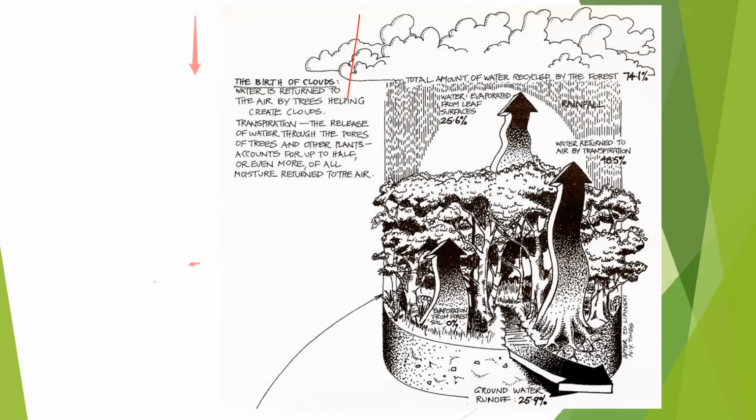Water is, so there's no evaporation in a stable forest system. The soil, the ground is permanently moist. Think about how there's all organic matter dropping down from these trees permanently, leaving a mulch layer, which again holds and reduces that evaporation, holds the moisture where we want it. Water is returned to the air by trees helping create clouds, transpiration. The release of water through the pores of trees and other plants accounts for up to half or even more of all moisture returned to the air.